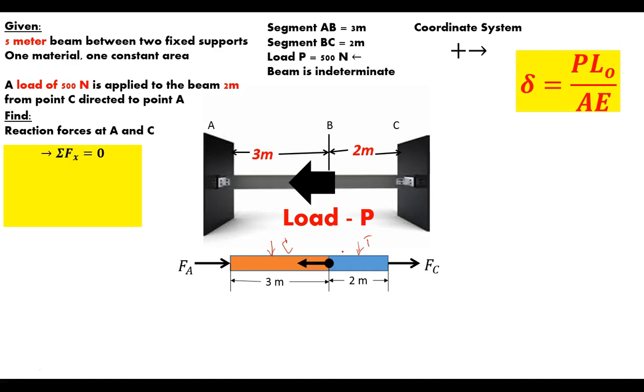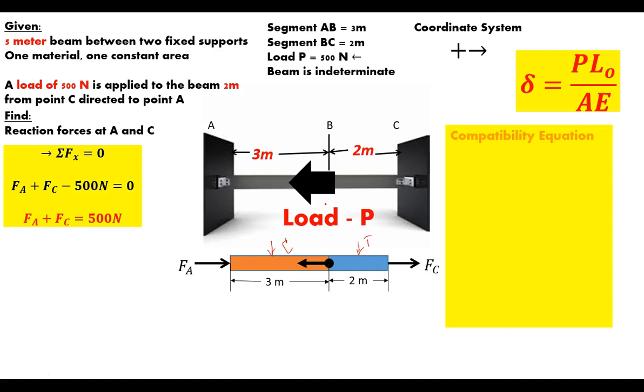So the sum of the forces, and I'm saying the sum of forces going to the right, is equal to 0. So that just simply means that A and C added together minus the 500 going in the opposite direction, staying true to our signs, is equal to 0, or the sum of A and C is equal to 500 newtons. So the sum of those is equaling out to the load. So again, it's in equilibrium. That makes sense. So now we have to enter in our compatibility equations.